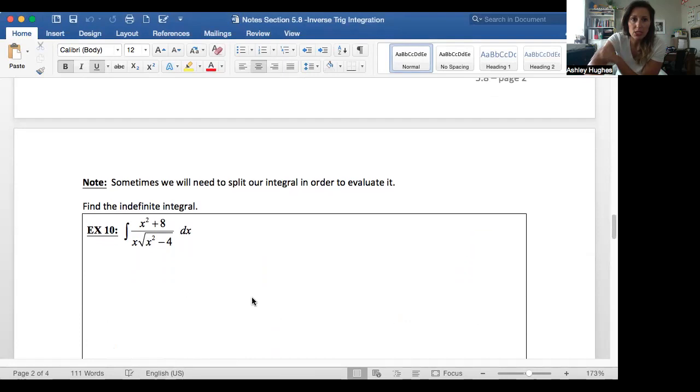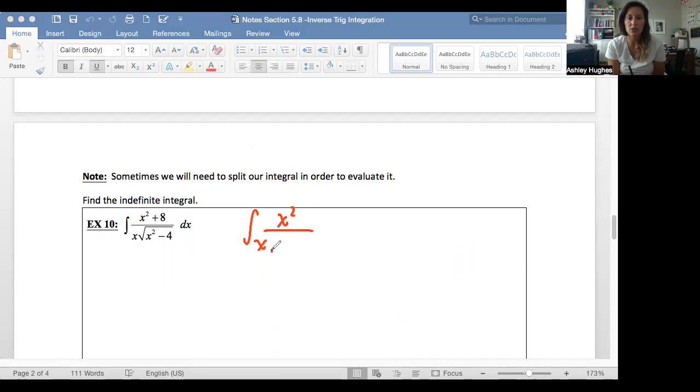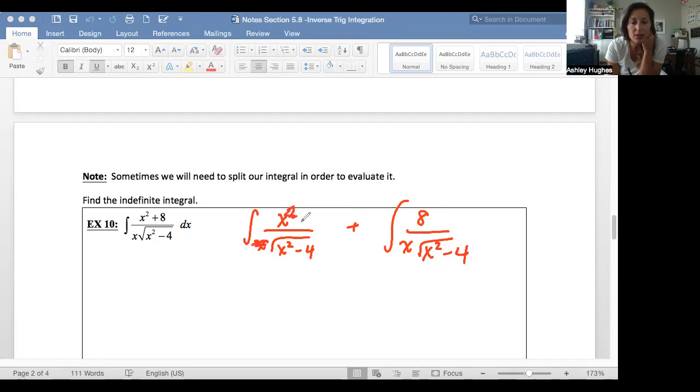Sometimes we need to split our definite integral in order to integrate it. So this problem here, we need to split it apart to make it work. So I have x squared over x, square root of x squared minus 4, and then plus 8 over the square root of x squared minus 4. This simplifies to be just x on top.